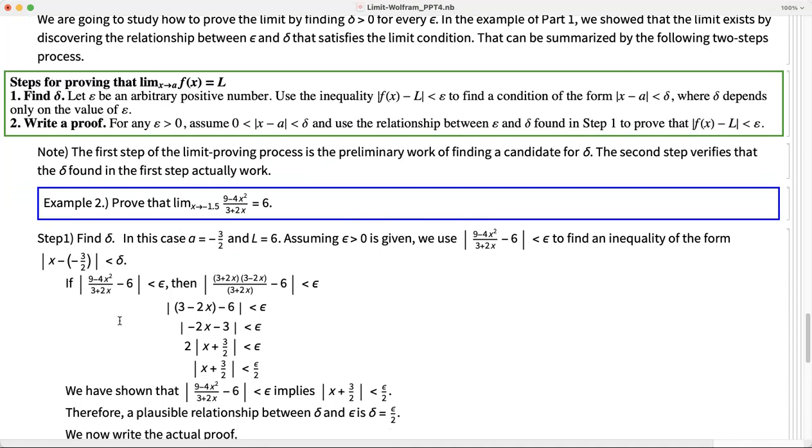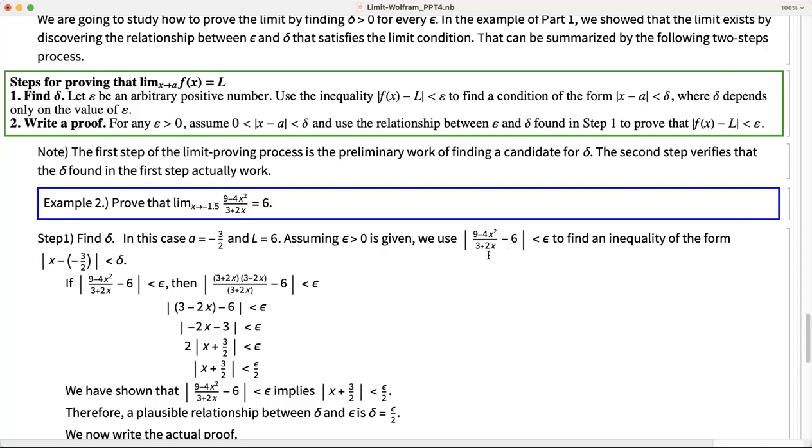Now we see example two. Prove the limit of the rational function as x approaches negative 1.5 equals 6. So f of x is given, L is 6, and a is negative 1.5. Step 1, find delta. In this case, a is negative 3 halves, and L is 6. So we start from the absolute value of f of x minus 6 is less than epsilon.